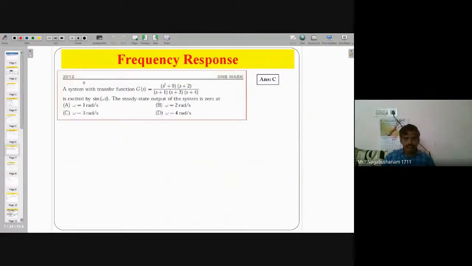Take your time. The system with the transfer function given is excited by sin omega t. The steady state output of the system is 0. GATE 2012, 1 mark. Output 0 means equate numerator to 0.